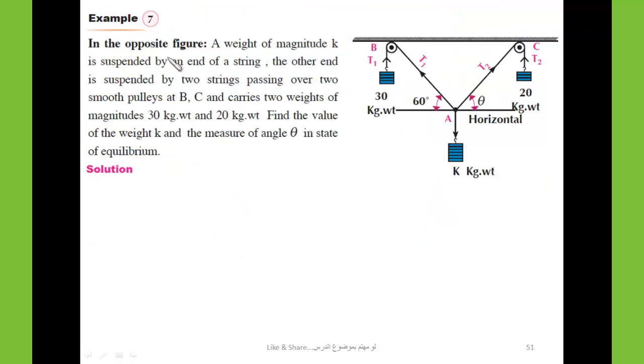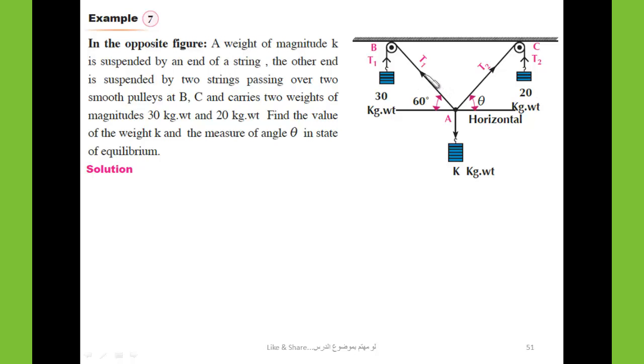In the opposite figure, we have a weight of magnitude K. This is the weight of magnitude K. The weight is unknown, suspended by an end of a string. Here is the string from the point A. The other end is suspended by two strings passing through two smooth pulleys at B and C. Here in these two branches we have the weight 30 and the weight 20.